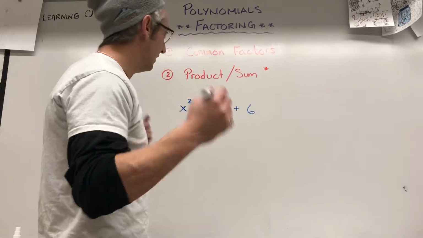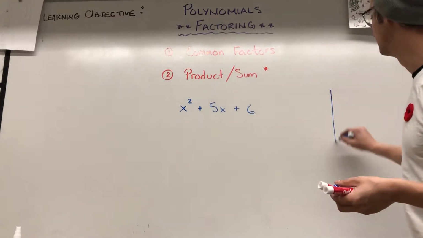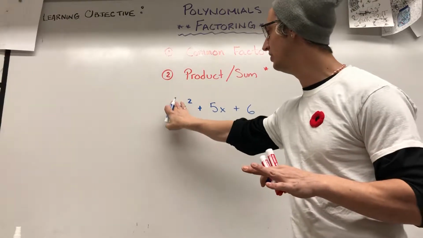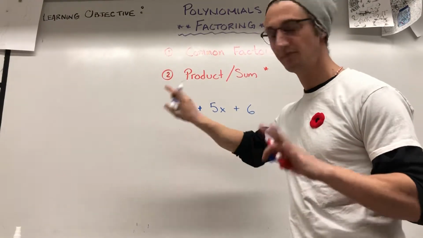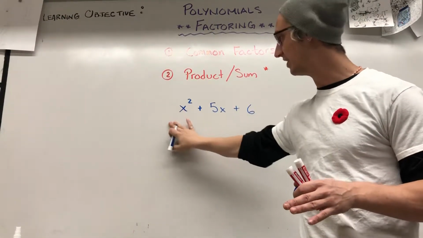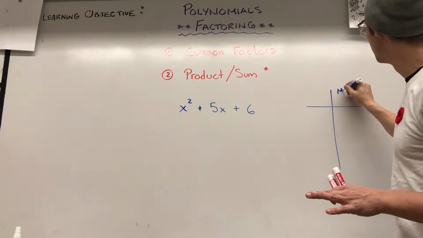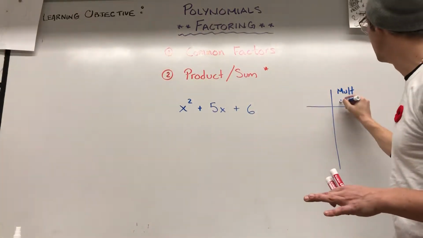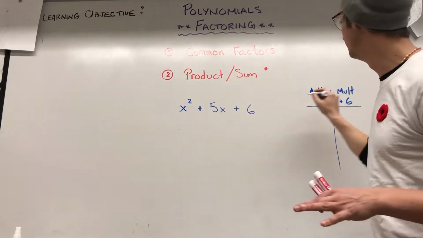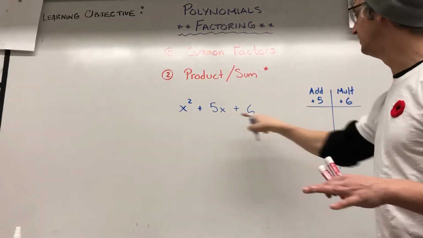Wrong. This is where we do what we call product sum factoring. And how does it work? Well, when we don't have a number in front of our squared term, when it's naked in front like this, we ask, what are two numbers that multiply to make positive 6, and then also add to make positive 5? We multiply to get the last term without any variables, and add to get the middle term.